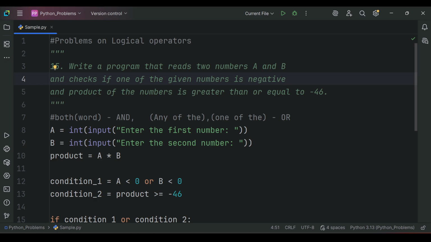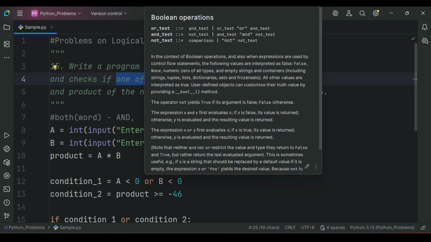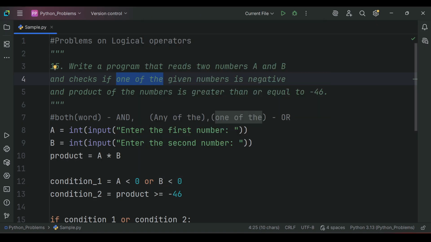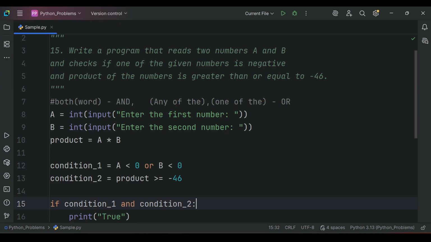The first condition, negative numbers, means A is less than 0 or B is less than 0. One of the words he used, that's why here we use the or operator. A is less than 0 and B is less than 0. Next, and: at the final condition he is using and, that's why here you use and. Next, the product of the numbers is greater than or equal to minus 46. First here we have to find the product. Product means A into B, and the product is greater than or equal to minus 46.